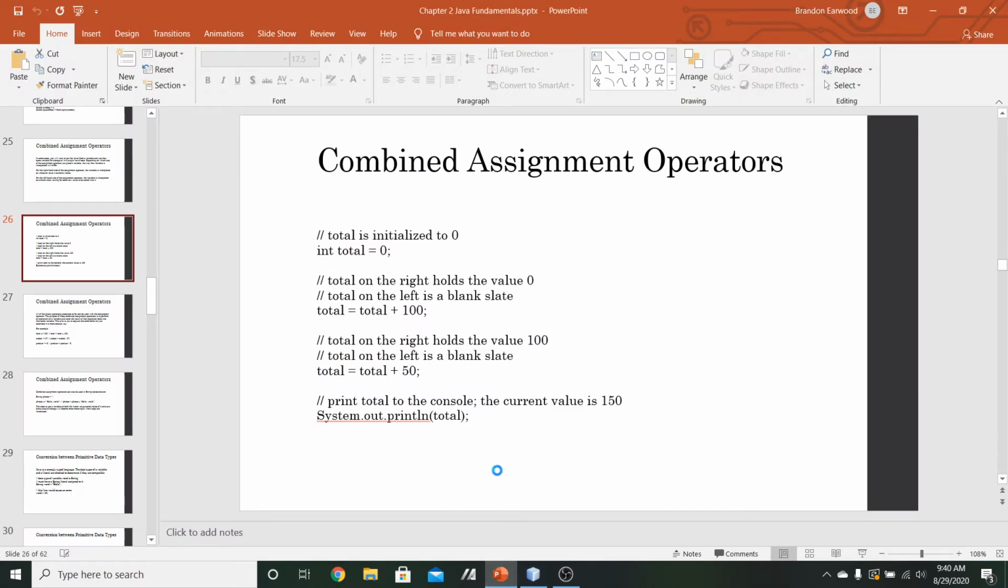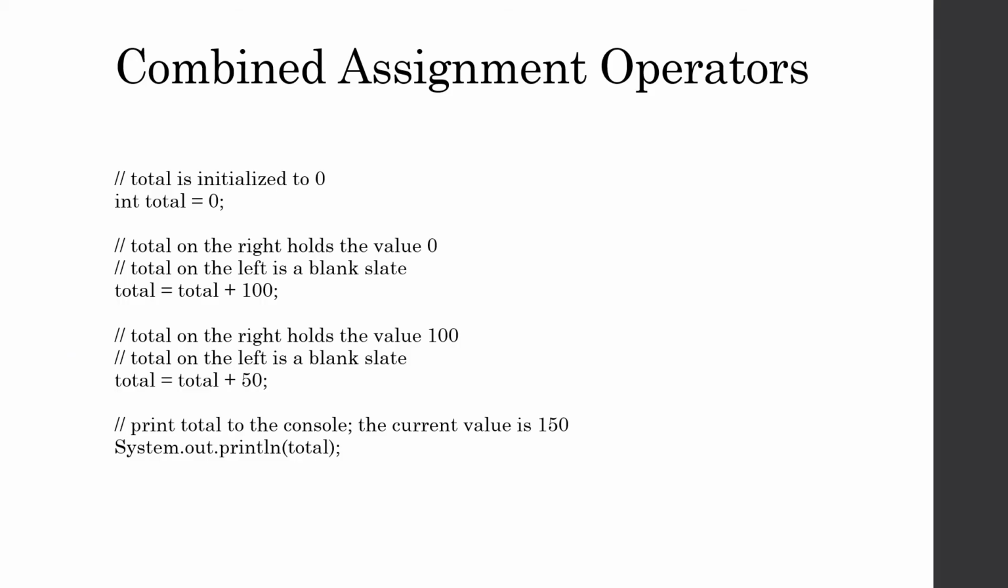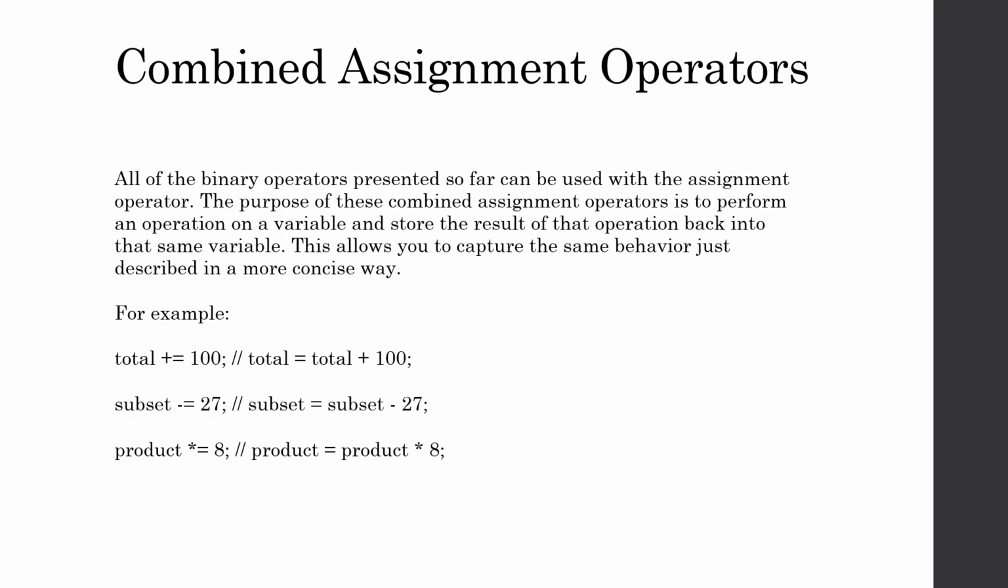So another way that we could go about doing this is for all of the binary operators that we've seen so far, we can actually combine those operators with the assignment operator. The purpose of these combined assignment operators is to be able to perform an operation on a variable and store the result of that operation back into the same variable in a more concise way than what I previously showed in that program. So a couple of examples of these.